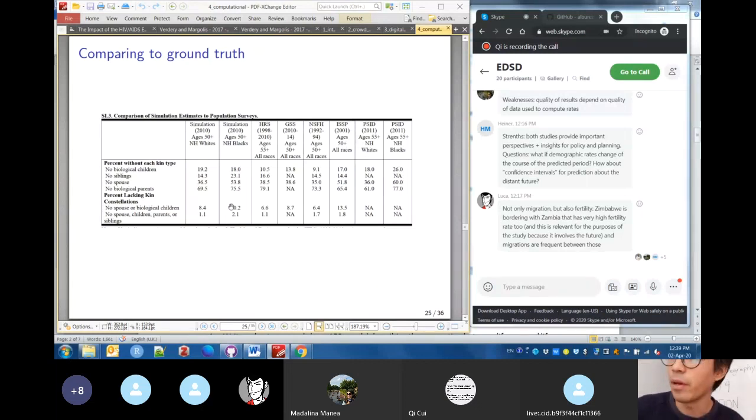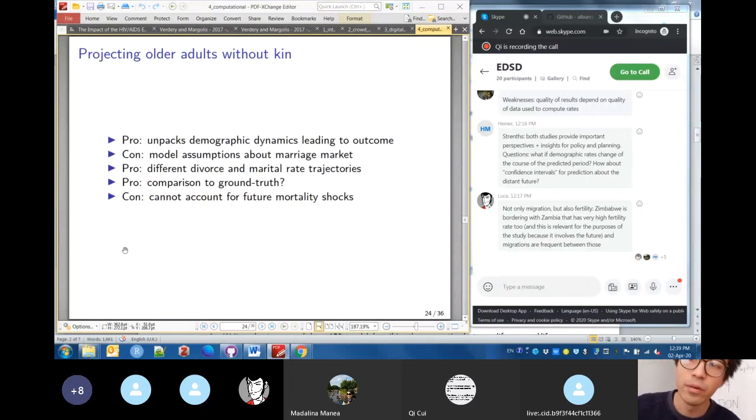So that's the point that they make. But I think this is very good practice. It's hard to do. One con is that if we think of the current situation, they did not include the pandemic that we are experiencing at the moment. So how do you think COVID-19 could affect their estimates of kinlessness? Would it affect the denominator or the numerator? And in which ways could it change the outcomes?